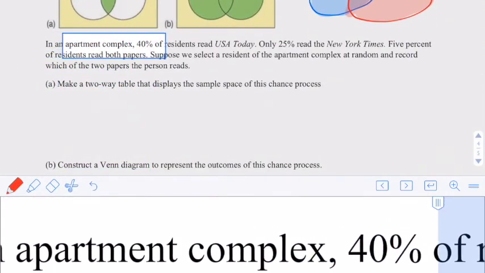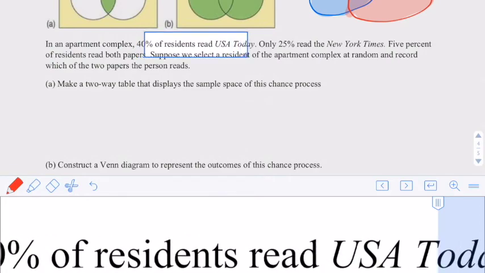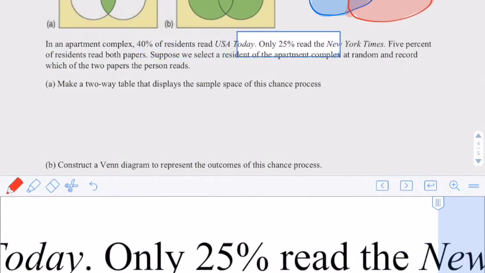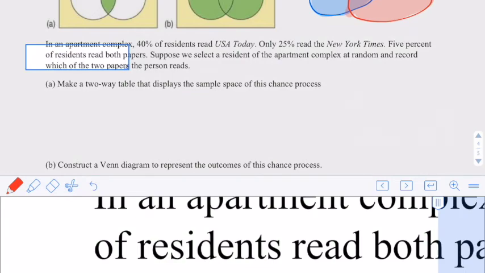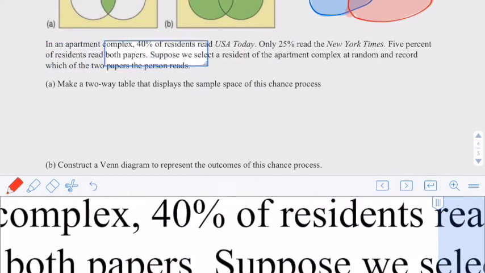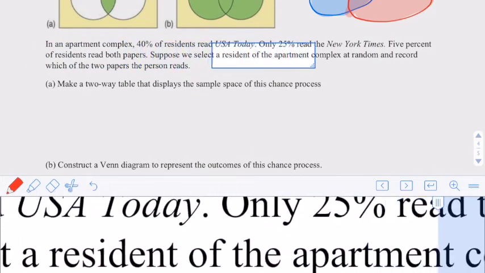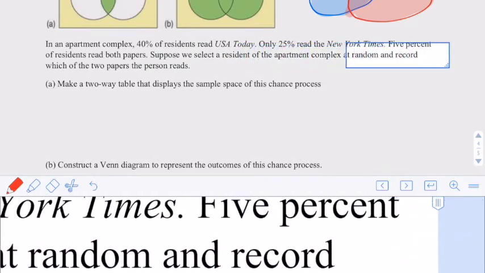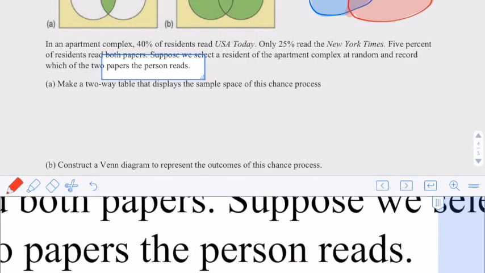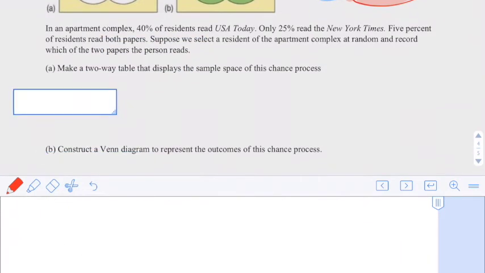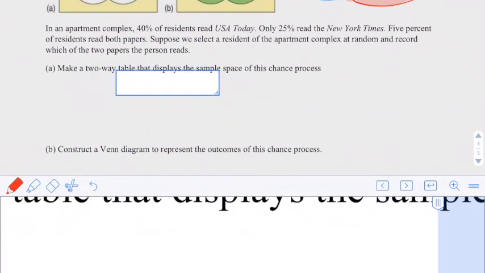In an apartment complex, 40% of residents read USA Today. Only 25% read the New York Times. 5% of residents read both papers. Suppose we select a resident in the apartment complex at random and record which of the 2 papers the person reads. Make a two-way table that displays the sample space of this chance process.